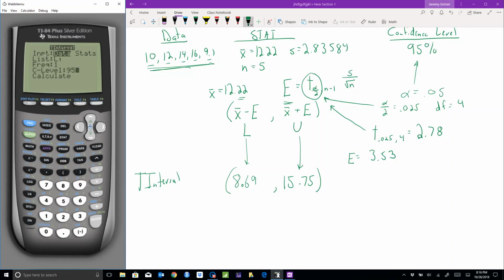I can type in 95 right here, and I can say calculate, and it will think about it, and it will come back with 8.69 and 15.74. The reason for the slight discrepancy between the two is the calculator keeps more decimal places than we did there. So if you're going to do it by hand, I said just pull that to, but just realize if you do it with the calculator, you get something a couple decimal places different down the line.